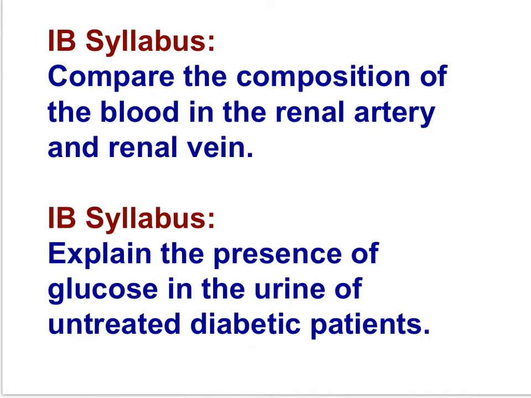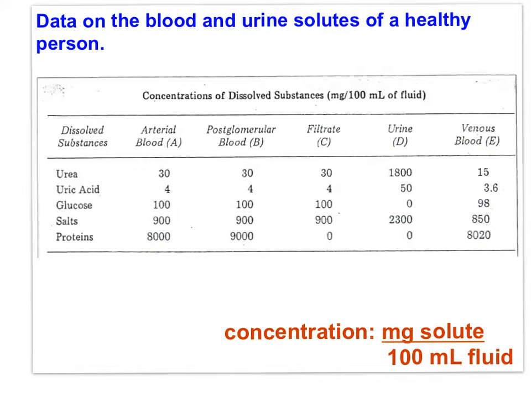As we move toward the end of this movie, here are two IB syllabus statements. Compare the composition of the blood in the renal artery and renal vein. Explain the presence of glucose in the urine of untreated diabetic patients. You've seen this table before, showing the concentrations of various solutes in the various regions of the kidney. Arterial blood arriving to the kidney has a higher concentration of urea than the venous blood leaving the kidney. Urea has been removed, excreted to the urine.